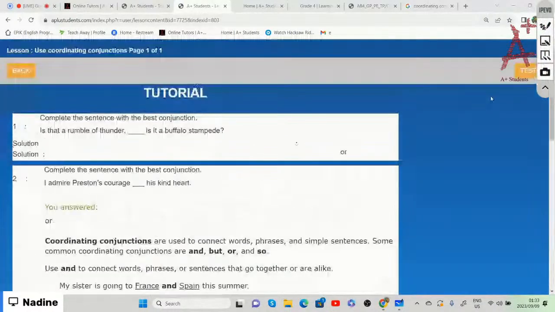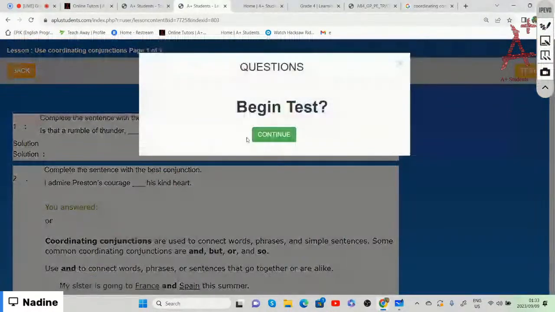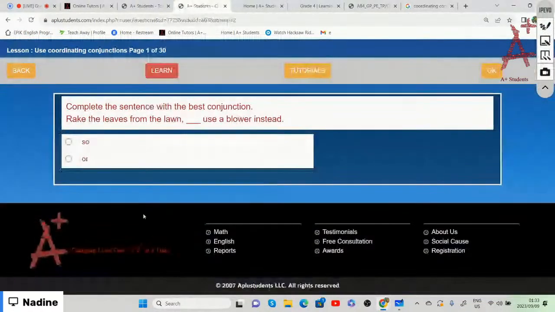All right, now let's go to the test. We are now going to test ourselves, right? Where we need to complete the sentence with the best conjunction. And remember, we said that the four conjunctions that are most common are and, but, or, so.